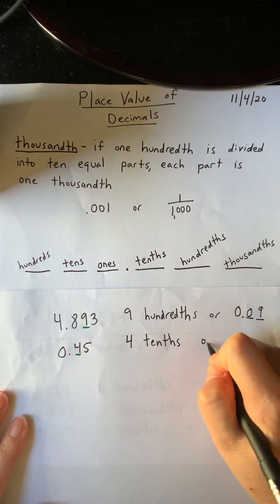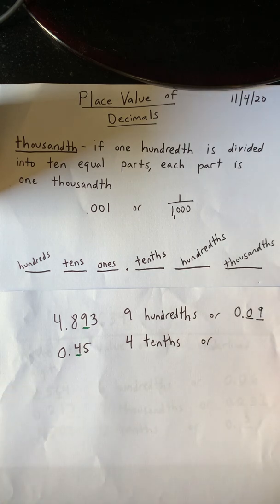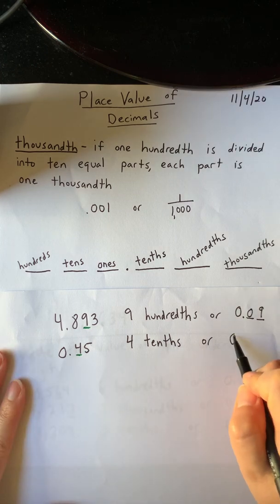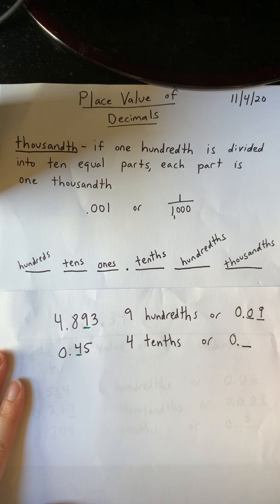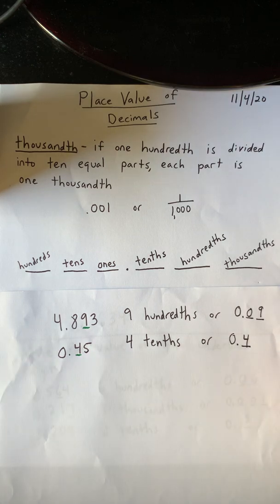Now the second method, the way you're not going to do on Schoology, but just a second method to show the value would be 0 decimal, and then we go tenths spot is right there, and we fill in our 4.